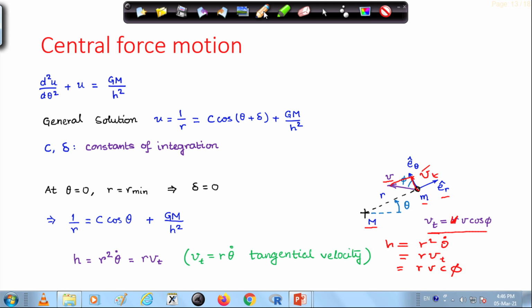Remember that there is a correction: the tangential velocity is v cos phi, and we have h, which is the angular momentum per unit mass, h equals r square theta dot, which is r times v t. So this radial coordinate times the tangential velocity is nothing but the angular momentum per unit mass.